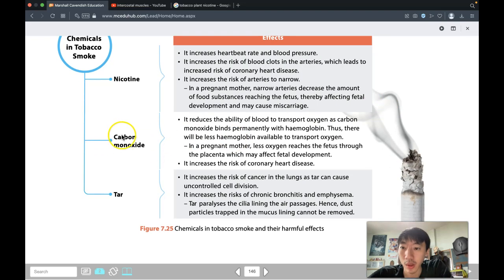Okay, also, when a cigarette is lighted up, the components inside would start to combust, and through combustion, carbon monoxide is released. So carbon monoxide will reduce the ability of blood to transport oxygen, as carbon monoxide binds permanently to hemoglobin. Thus, there will be less hemoglobin available to transport oxygen. In a pregnant mother, less oxygen reaches the fetus through the placenta, which may affect fetal development. It also increases the risk of coronary heart disease.